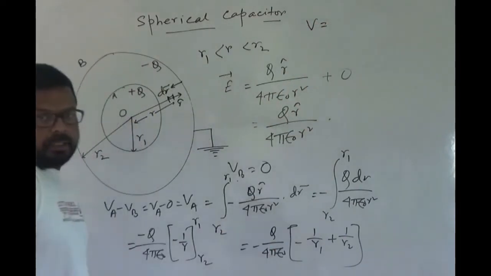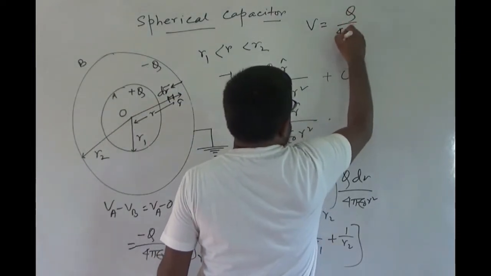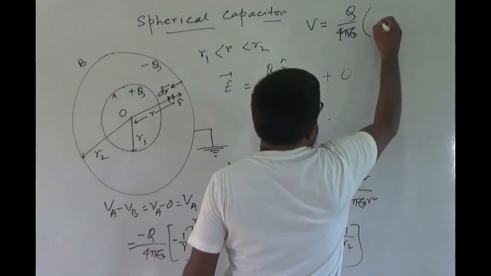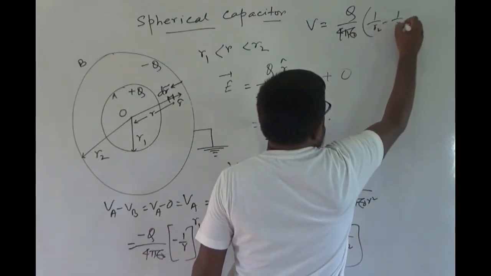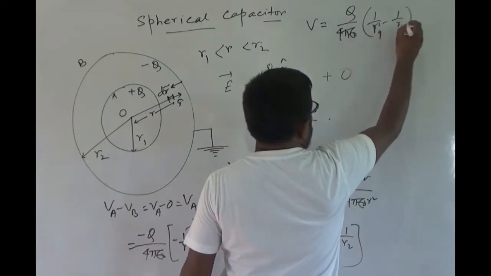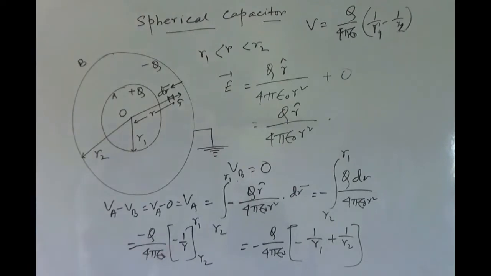Or we may write the potential difference between the two spherical shells is q by 4 pi epsilon naught into 1 by r2 minus 1 by r1 minus 1 by r2, q divided by 4 pi epsilon naught into 1 by r1 minus 1 by r2. This is the potential difference.